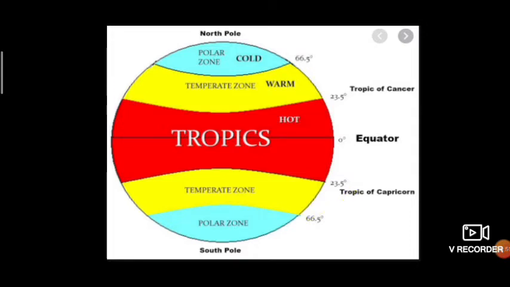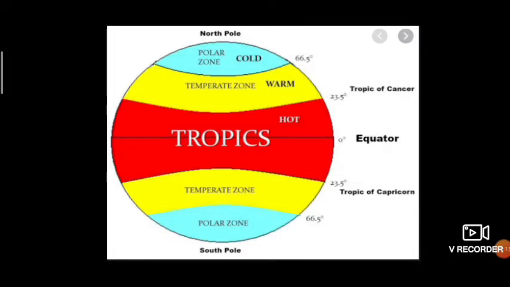So when we study about these important latitudes, we cannot ignore 3 main heat zones, starting with torrid zone. From Tropic of Cancer till Tropic of Capricorn, this area is torrid zone.